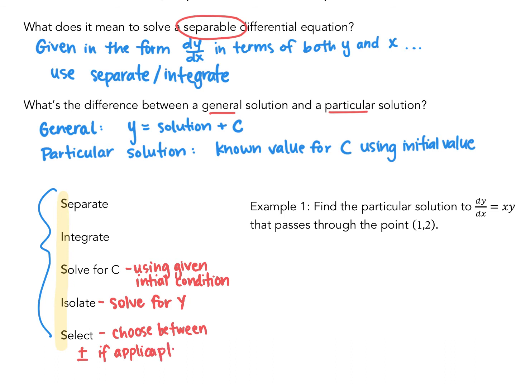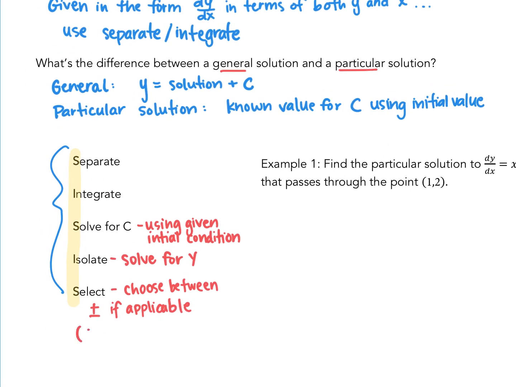So when would you have a plus or minus? If you took a square root, you would have a plus or minus. If you took off an absolute value, you have a plus or minus. Not just square roots, but even roots. And then absolute values would be the other time you would do that.